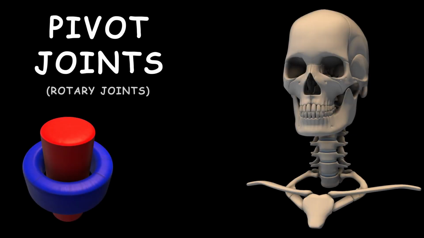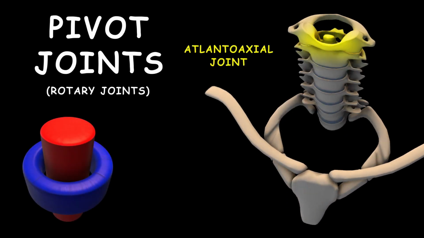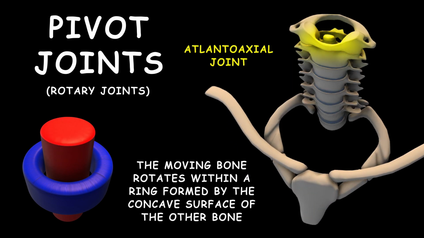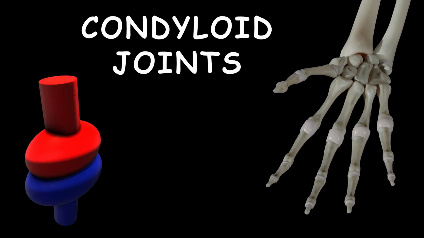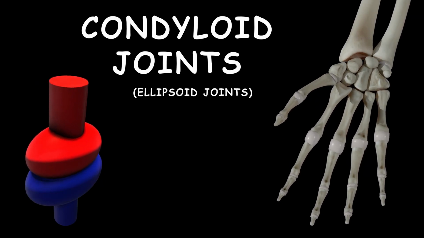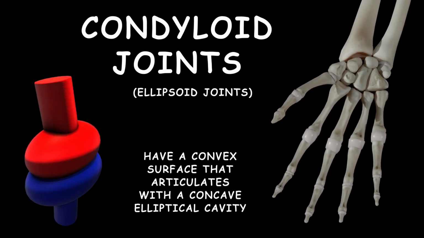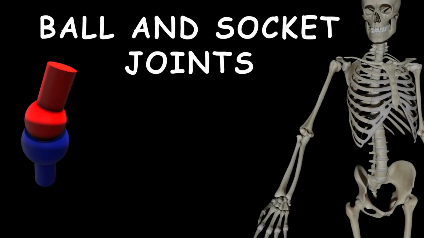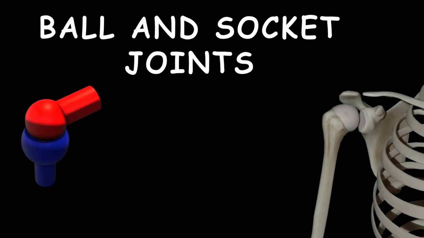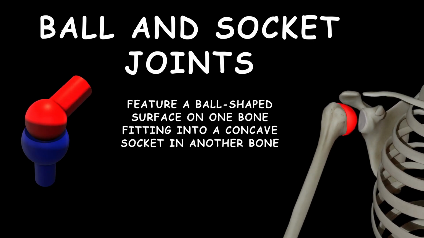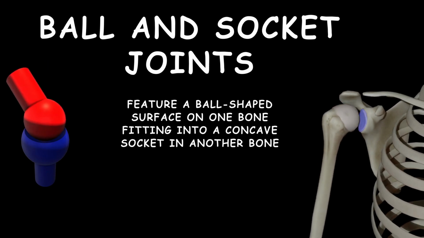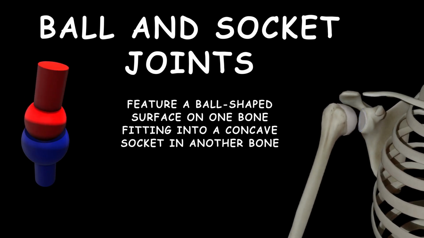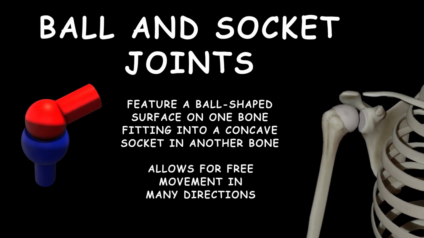Pivot joints, or rotary joints, such as the atlantoaxial joint, only allow rotation. The moving bone rotates within a ring formed by the concave surface of the other bone. Condyloid joints, also called ellipsoid joints, such as the wrist joint, have a convex surface that articulates with a concave elliptical cavity. Finally, ball and socket joints, such as the shoulder joint, feature a ball-shaped surface on one bone fitting into a concave socket in another bone. This allows for free movement in many directions.